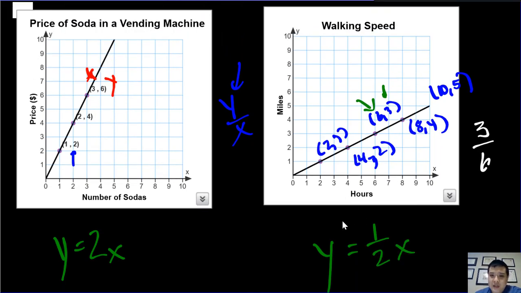And what that means in here is that for every hour, we go half a mile each time. And you can kind of see that this is half a mile each time, right? And over here, what this means is one soda costs $2. Each soda costs $2.